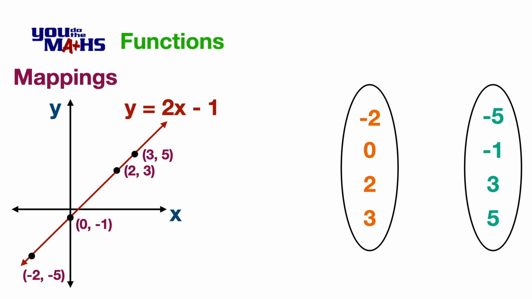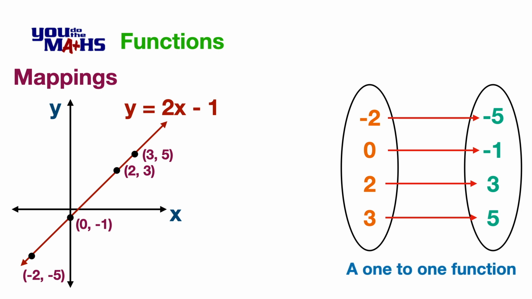We can see here in our mapping that −2 goes to −5. In other words, when we enter −2 into our equation, −5 is the y value that comes out. When we put in 0, we get −1. We can continue that mapping so that when x equals 2, we know that the y value that comes out is 3. And when x equals 3, the matching y value is equal to 5. So every single x value will have a matching y value. In this case, each one of the x values has a unique matching y value, and we call this a one-to-one function.